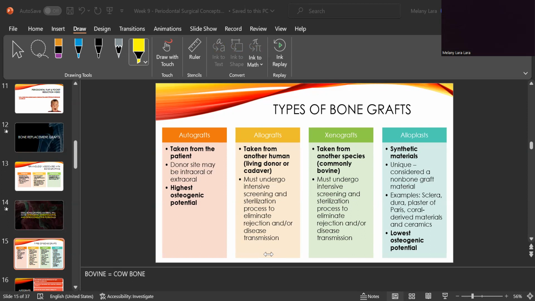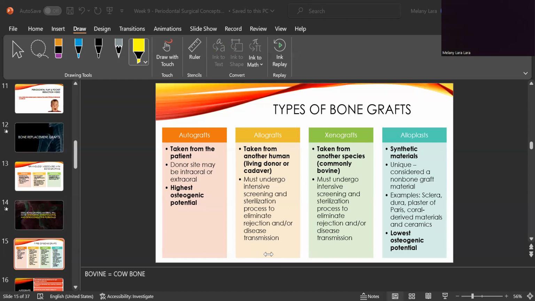There's no living cells in these guys. So most of the time, this is just acting as the scaffold. Osteoconductive property. But it is a good alternative because basically having a scaffold there is going to make the body recruit those cells to that area. Okay.